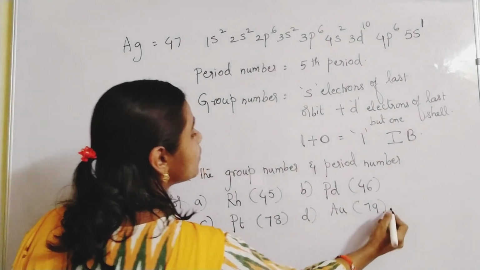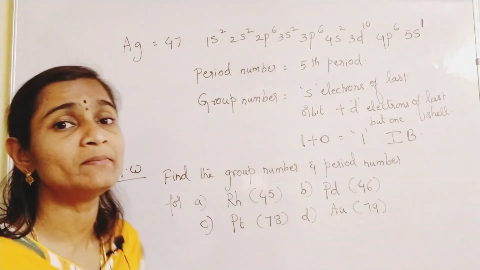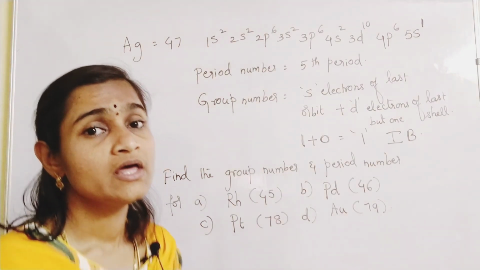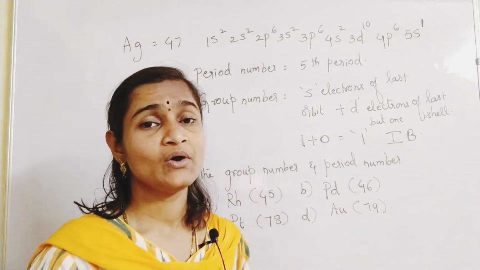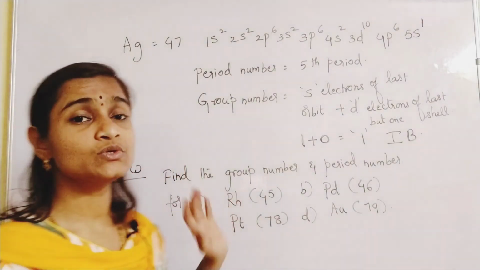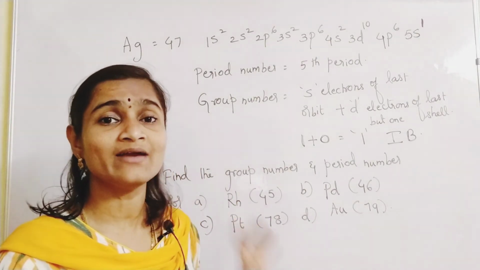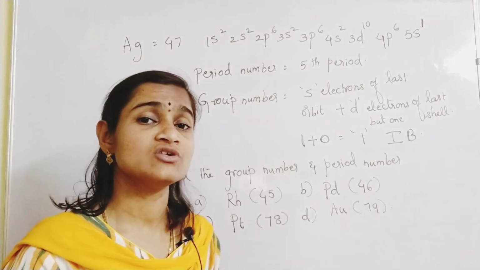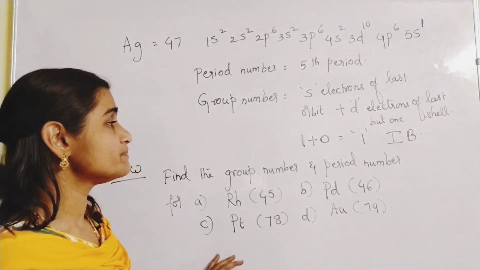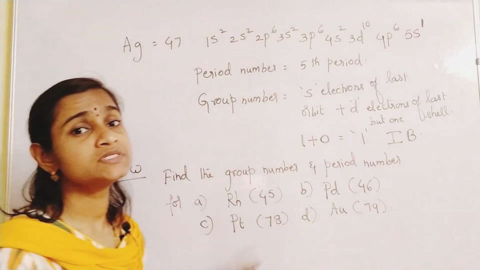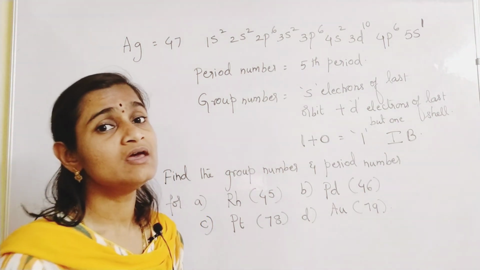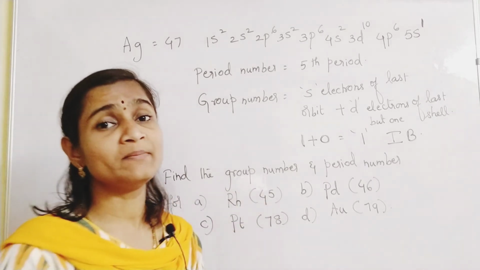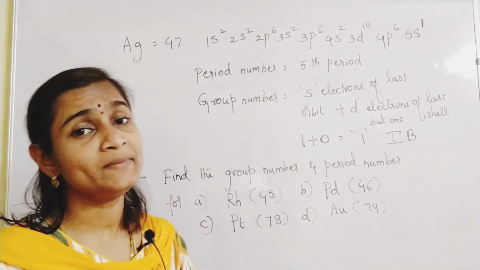This is your homework. You should find the group number and period number. You are going to give answers to me in the comment section. Whether they belong to category A or category B, that also you need to mention. So this is all about the position of elements in the periodic table, and how to identify group number and period number of any element.